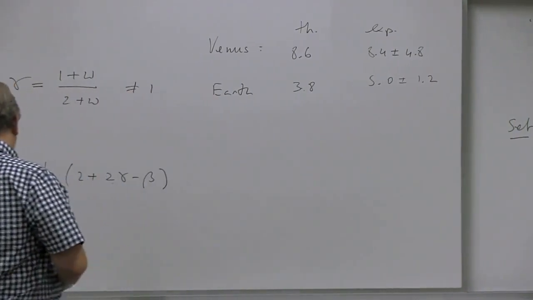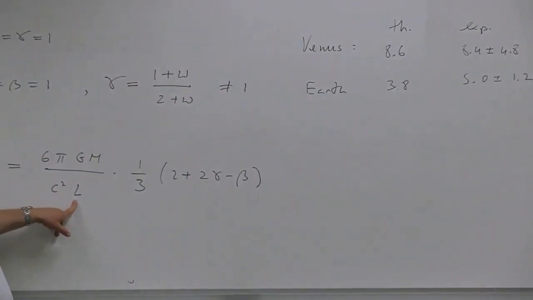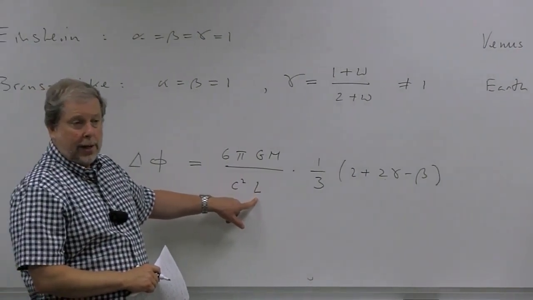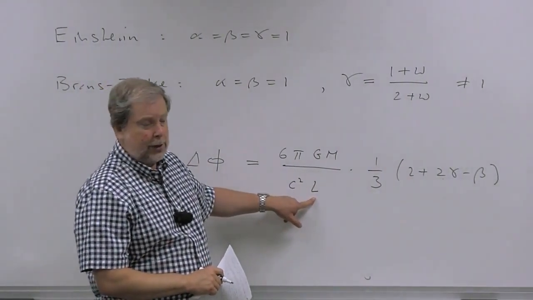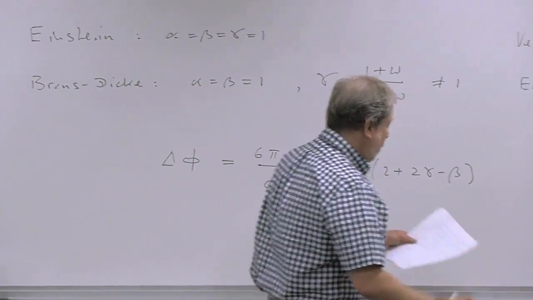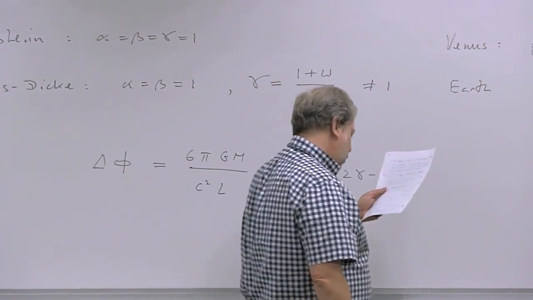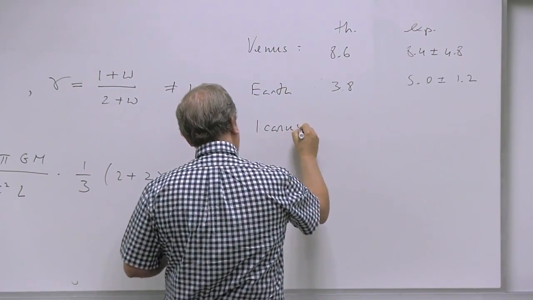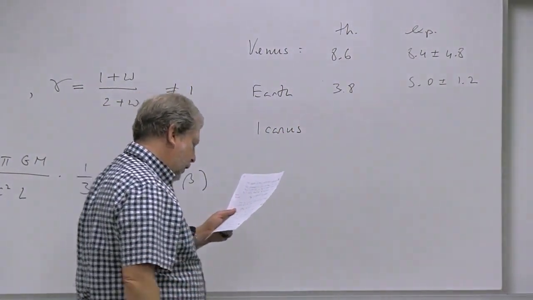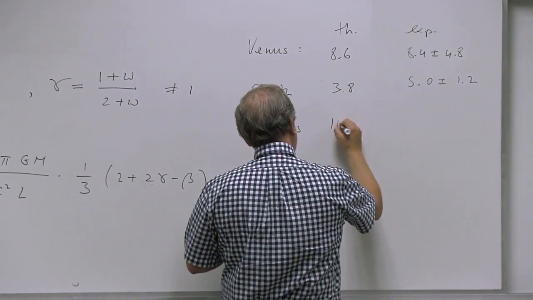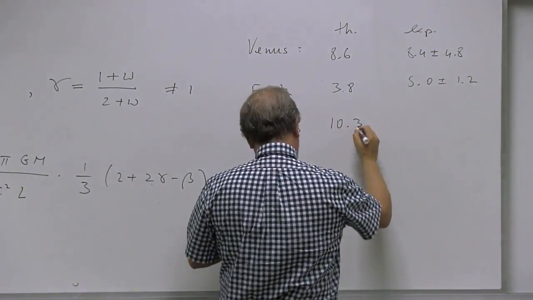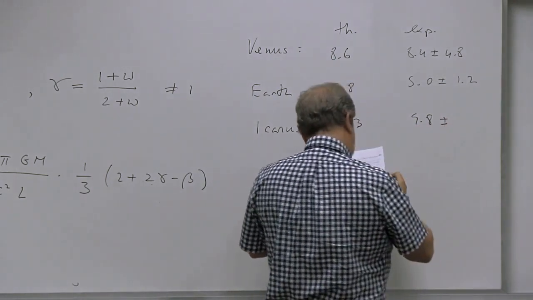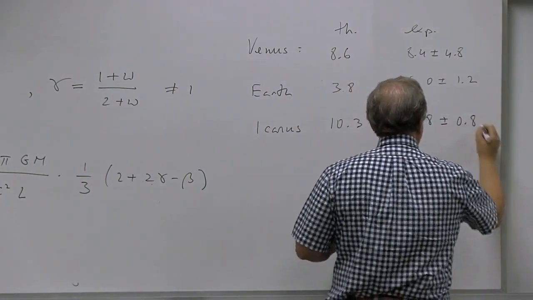And so the only chance to get an effect which is significant for a body that is further away from the sun is to have a very large eccentricity, right? And so there is actually an asteroid, Icarus, which does have a rather large eccentricity. And for Icarus, the effect is 10.3, and it's been measured about 9.8, plus or minus 0.8, right?